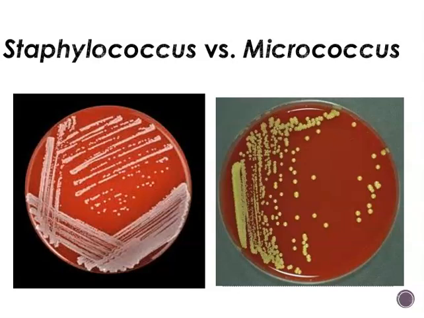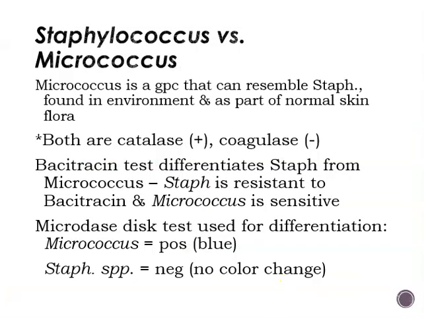And then next we're going to talk about how to differentiate Micrococcus versus Staphylococcus. Micrococcus is in the family Micrococcaceae. It's a gram-positive cocci that can resemble staph species. It's found in the environment, and it's part of normal flora, but you can confuse it with staph, so you would have to differentiate it from staph. Both are catalase positive, coagulase negative, so you would be differentiating it from your coagulase negative staphs.